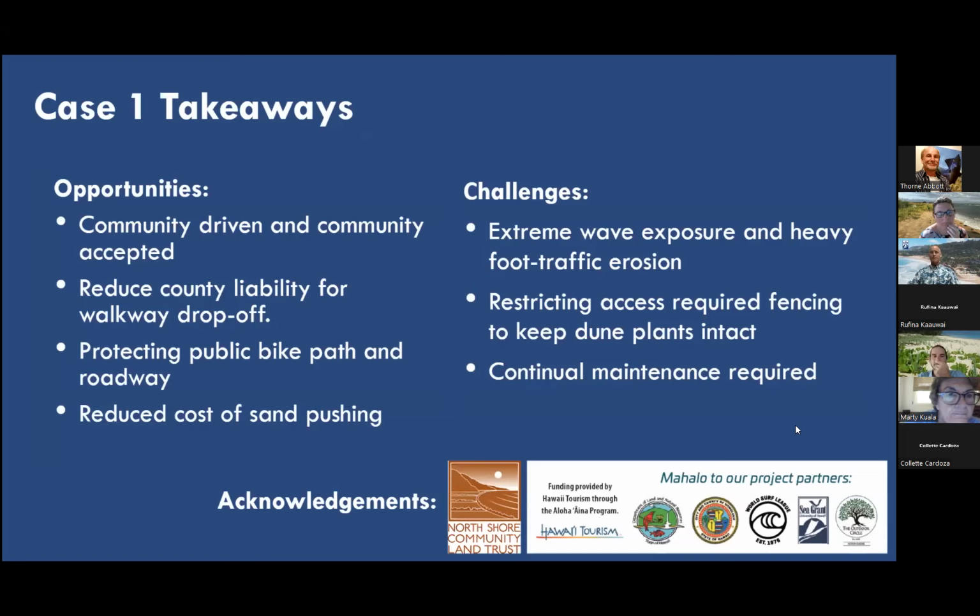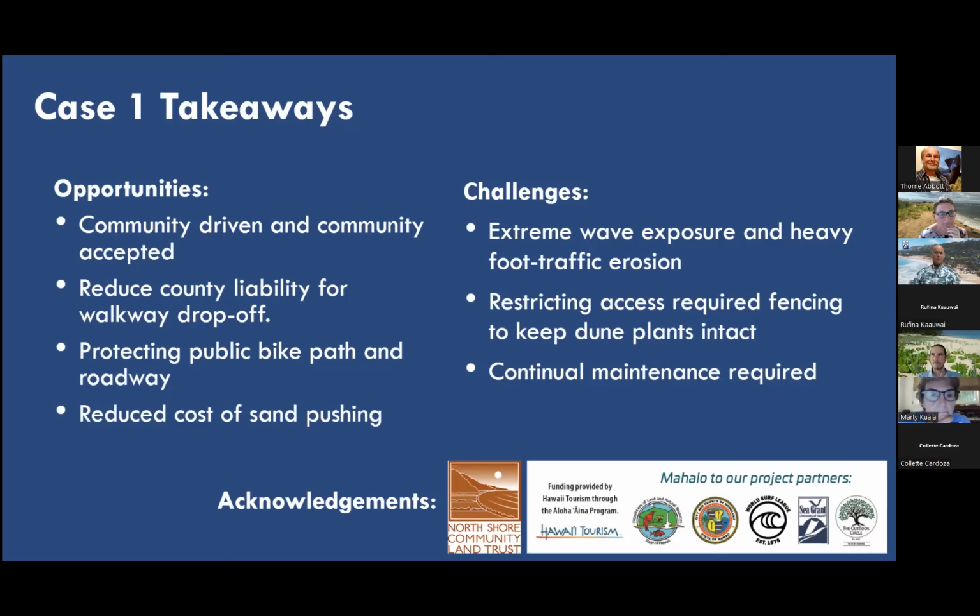Some of the opportunities that we experienced with this particular project: it was community driven. This was largely led by the North Shore Community Land Trust, and they employed an army of volunteers to come in and do all the labor. Actually, they had donations from the World Surf League because they do run a surf contest at this location.